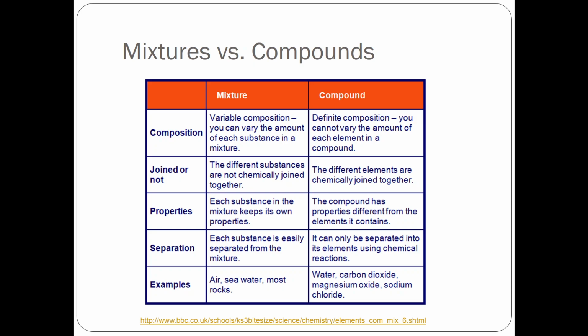Joined or not joined. The different substances are not chemically joined together in a mixture. In a compound, they are chemically joined together. In a mixture, each substance keeps its own individual properties. In a compound, the properties are different from the individual elements. Oxygen you can breathe; water you cannot. The properties of oxygen are different from the properties of water. Water has different properties than hydrogen and oxygen because they're chemically bonded.